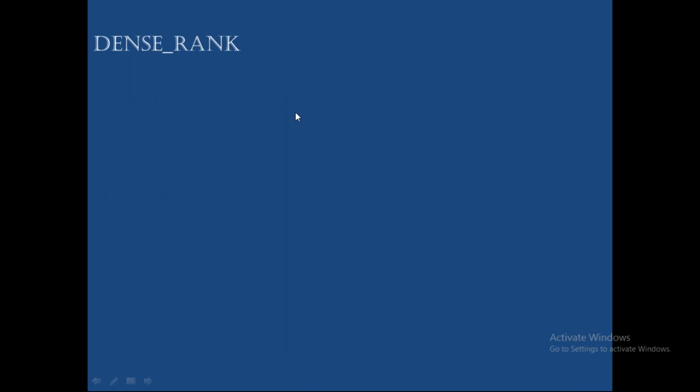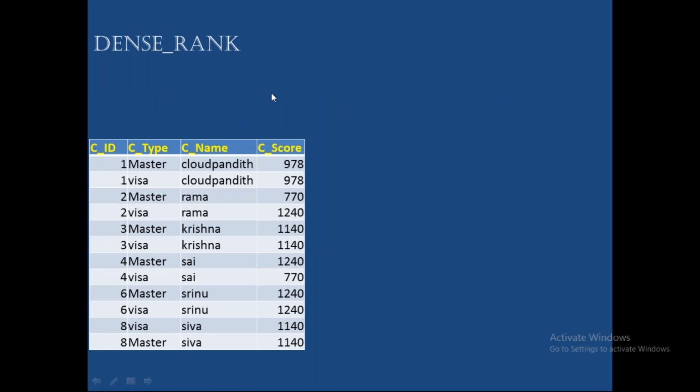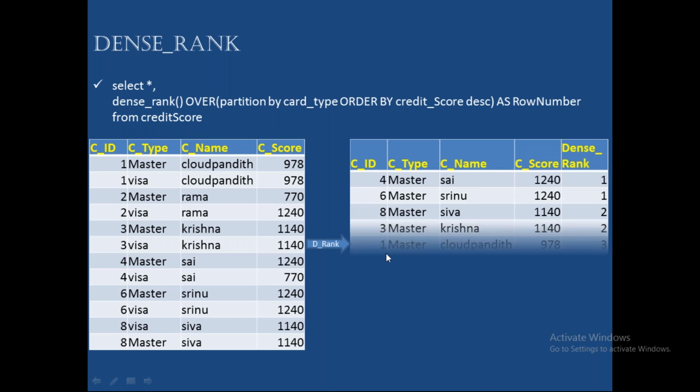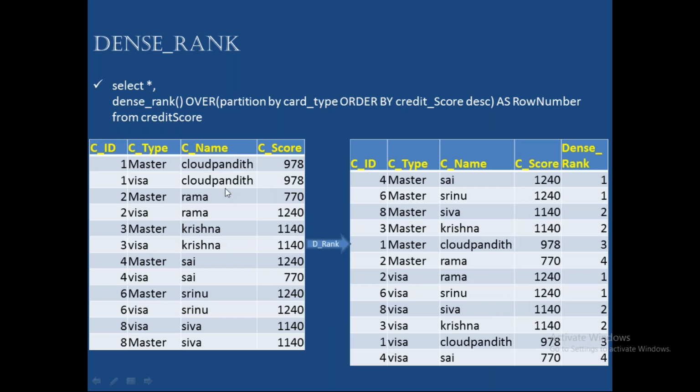Let's go with the next one called dense rank. Okay, dense rank, how will it work? We have the credit score, all these things. Instead of rank and row number, you put dense underscore rank here. You just apply dense rank to this data. See now, these 2 people have the same score, 1, 1, but the next score person will get rank 2. There is no rank skipped in dense rank.